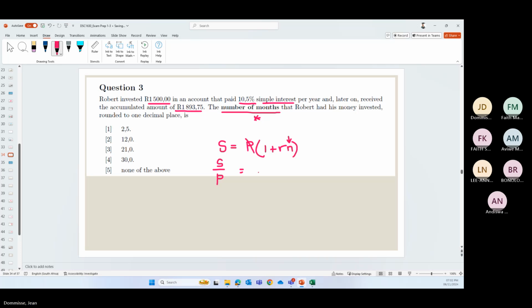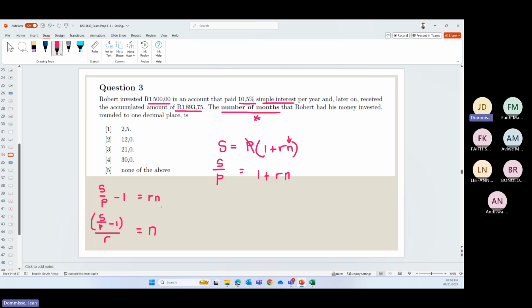Then I will get rid of the 1. So I'm just going to write it here: S divided by P minus 1 is equal to Rn. And then to have n on its own, we will need to divide by r on both sides. So our formula will now look like this.